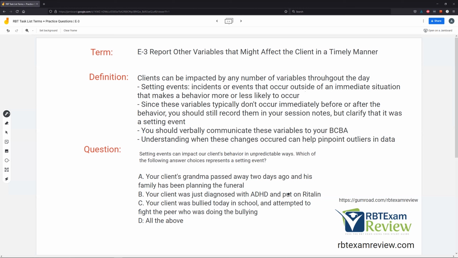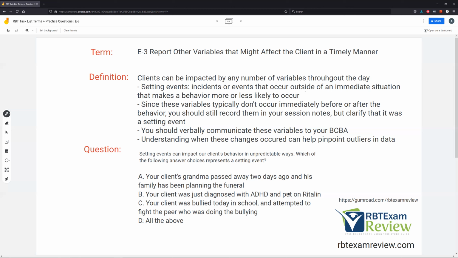C, your client was bullied today in school and attempted to fight the peer who's doing the bullying. Absolutely. Social events, major social events, okay, in the client's life, especially if you have session that afternoon, that can really impact them mentally. And although we can't track, measure, and observe these mental states, we can record this type of situation as a setting event and then monitor the behavior change.